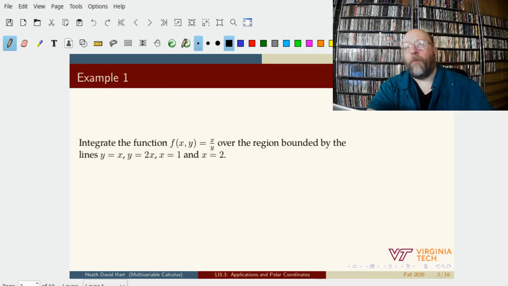For problem number 1, we're going to integrate this function, x over y, over the region that's bounded by y equals x, y equals 2x, x equals 1, and x equals 2. And so this is the region of integration here. Okay?